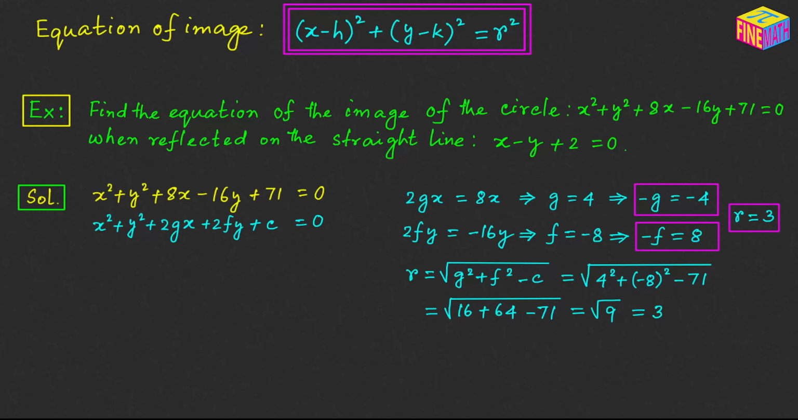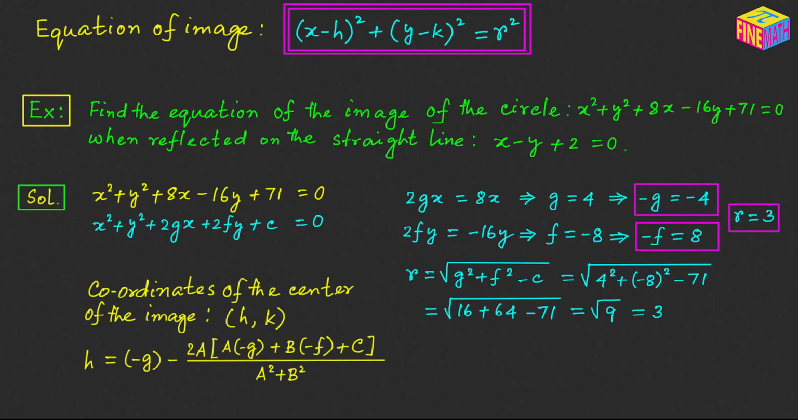So using the calculated values of negative g and negative f, let's try to find out the values of h and k, I mean the coordinates of the center of the image. Here is the formula for h, and similarly the formula for k will be like this. Next, we are going to plug in the values of g, f, A, B and C to find the values of h and k.